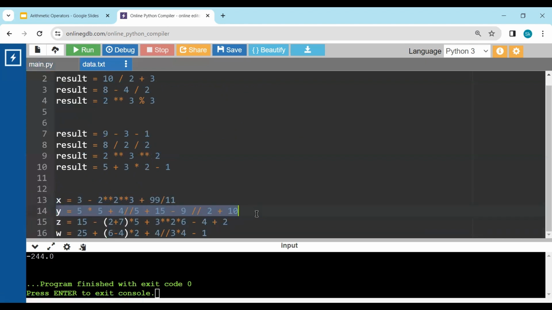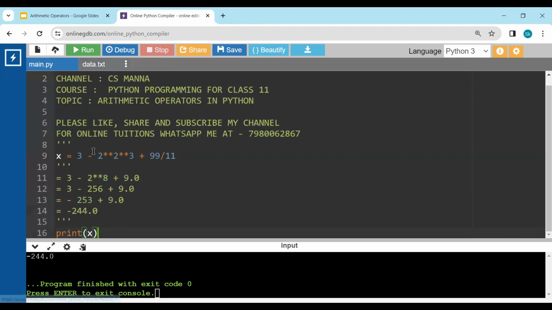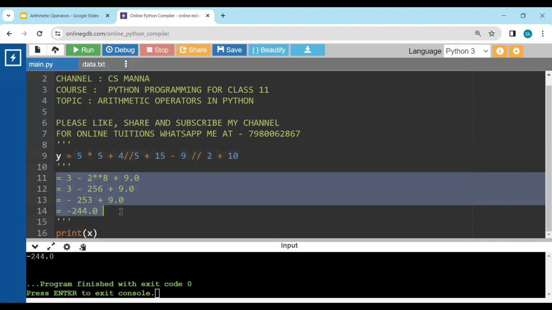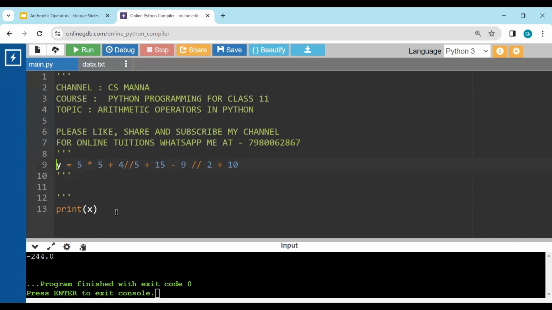Next is this one. So let me copy this one now here. Okay. Now here, the question is which one to do first. We have multiplication, floor division, which are of the same priority. So we will follow the associativity rule, which says we will do left to right.